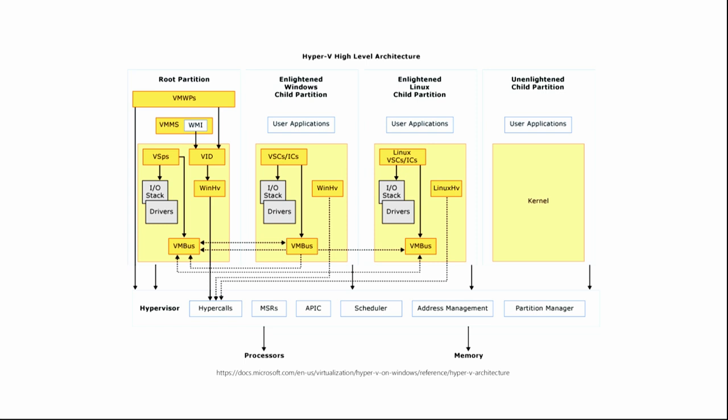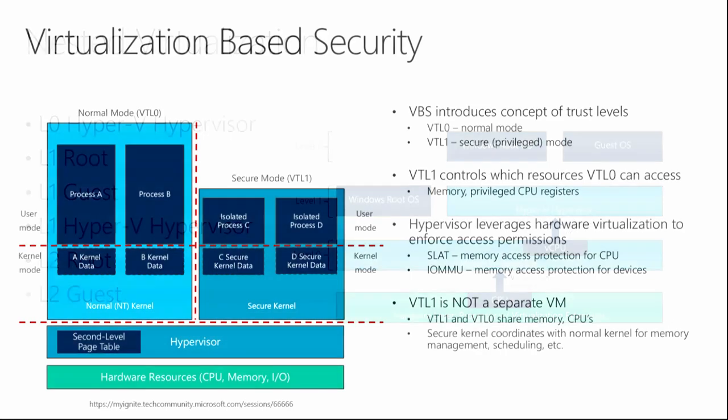So if we look in the root partition, we have what's called the virtualization stack, and there's a number of components. For each child partition you have, you're going to have a corresponding worker process, the VMWP. The purpose of the worker process is to orchestrate the life of the VMs and to communicate with the VID. The VID is the virtualization infrastructure driver. And this one essentially provides services such as the partition management, virtual processor management, and memory management services for the partitions.